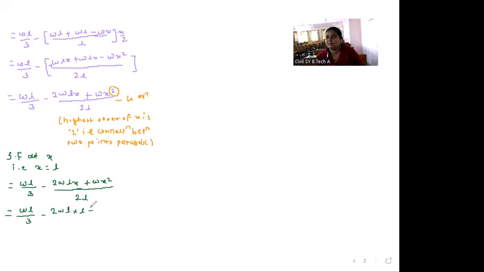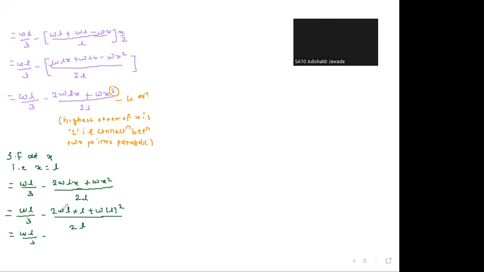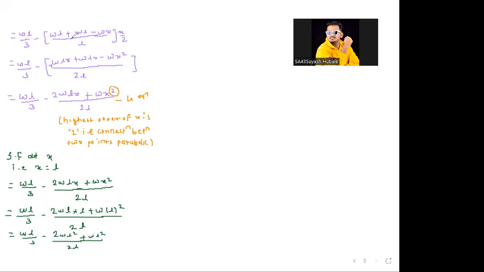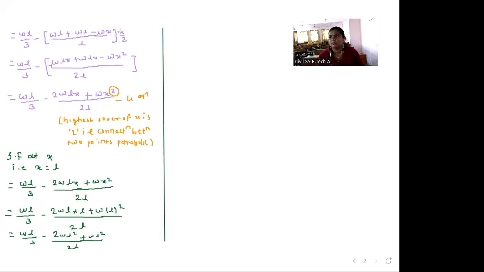2WL into X, meaning L, plus W into L square divided by 2L. So this is equal to WL divided by 3 minus 2WL into L, that is 2WL square, plus WL square divided by 2L. Anybody having doubt? Here this 2WL square is negative and this is plus WL square. So minus 2 plus 1, that is WL divided by 3 minus WL square divided by 2L is remaining. So this L and L get cancelled.